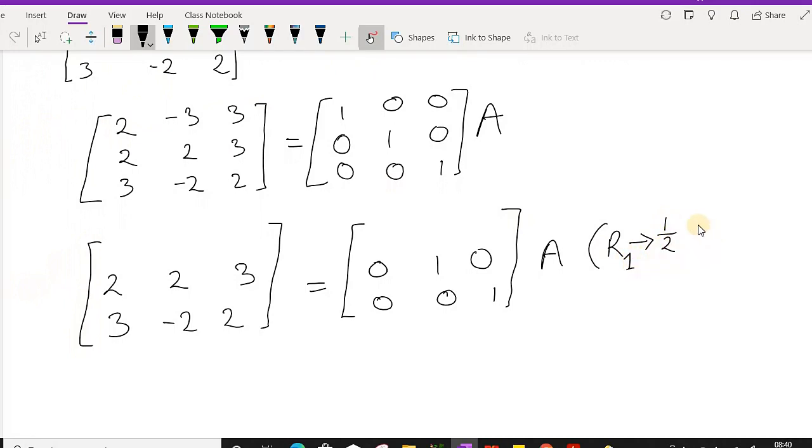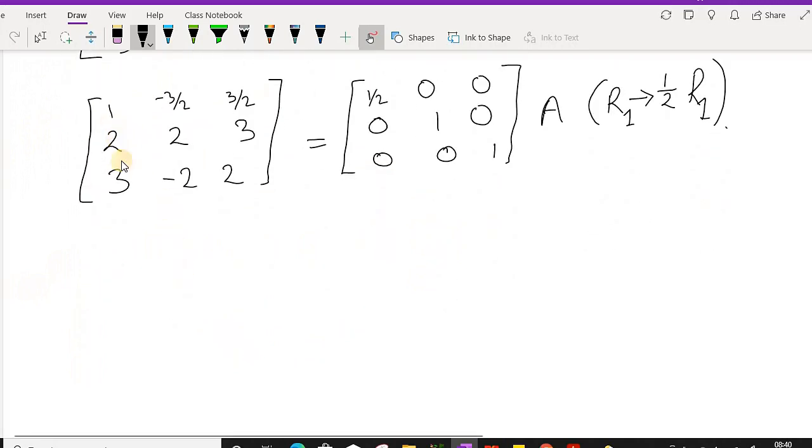That's it. Don't worry too much. We multiply this by 1 by 2. This will be 1. This is minus 3 by 2 and this is 3 by 2. This will be 1 by 2. This is 0. This is 0.